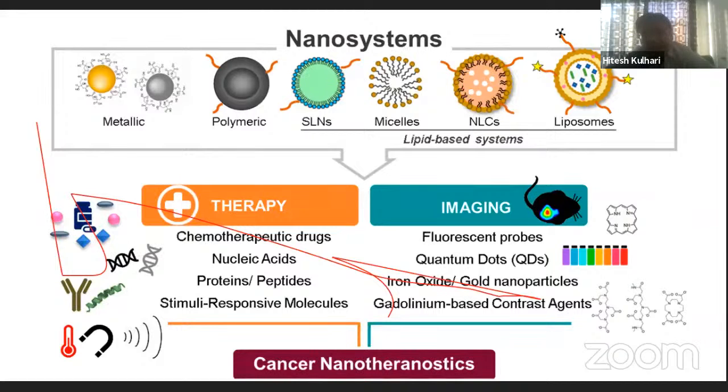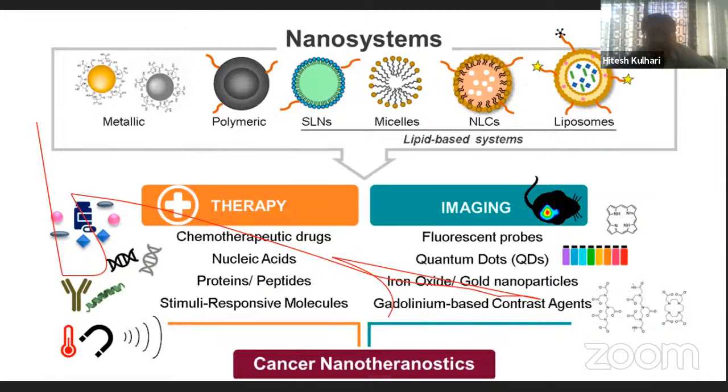Another thing is that we need to monitor the progress of the disease, how the cancer is spreading. For monitoring that, we need a contrast agent. As I told, metal oxide nanoparticles give very good images during imaging in MRI or CT scan. So metal oxide nanoparticles can be used as an imaging probe or diagnostic tool in cancer.